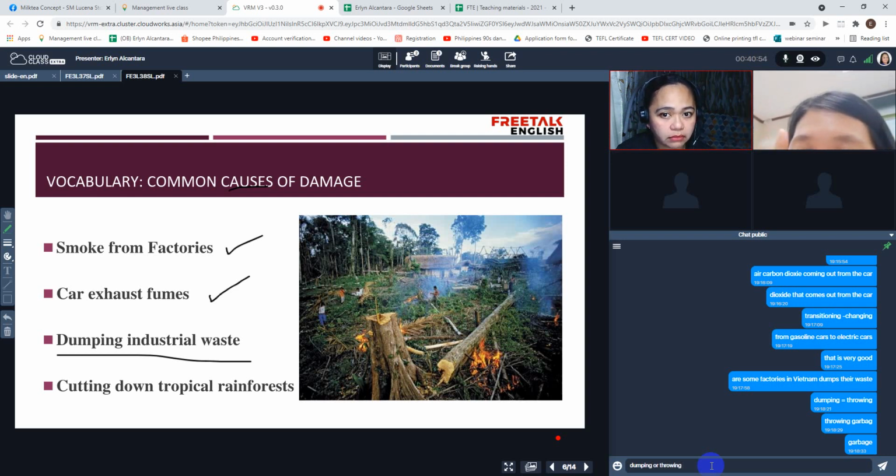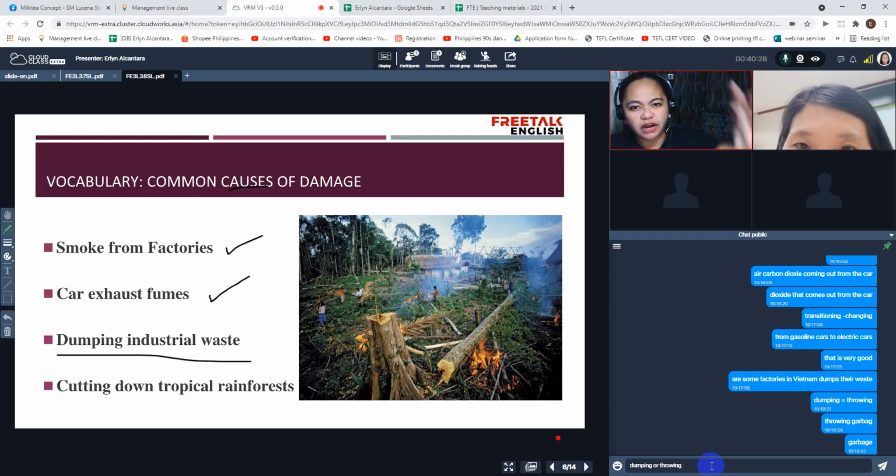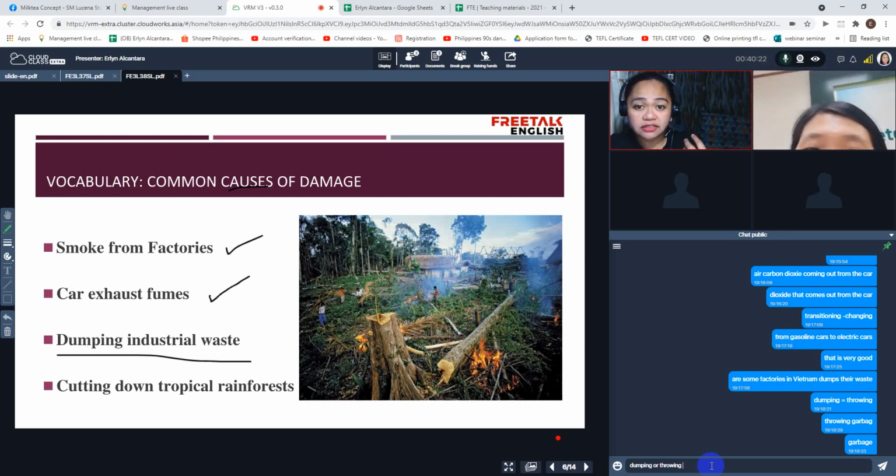Throwing, for example, this is the trash. You crumple your trash, you throw it. Like that. Anywhere. You just throw it anywhere. So that means throwing. You don't care about the environment, you just put your garbage anywhere. Like these factories, do they do that? Do the factories in Vietnam just throw or put their waste products anywhere without even caring for the environment?